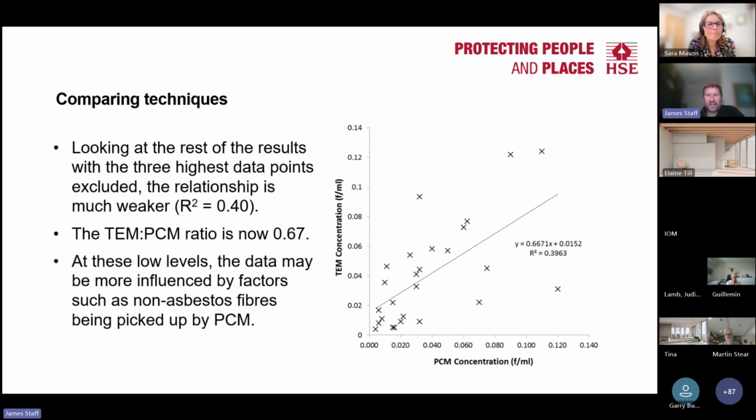So we had a look at the remaining data with those 3 high data points excluded. We saw now that the relationship was a lot weaker and that the TEM to PCM ratio was different, now 0.67. There could be a good reason for this. At these low levels, the data can be much more influenced by factors such as non-asbestos fibres being picked up and counted by PCM.